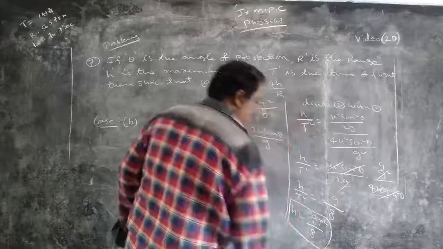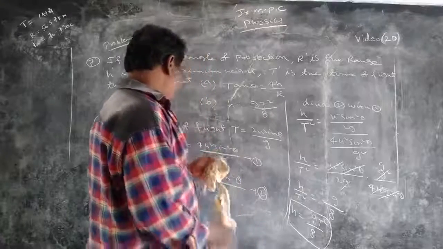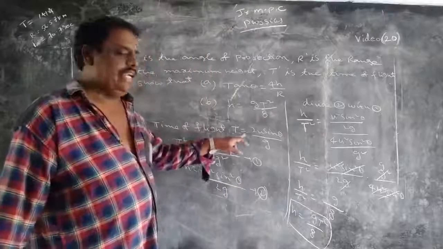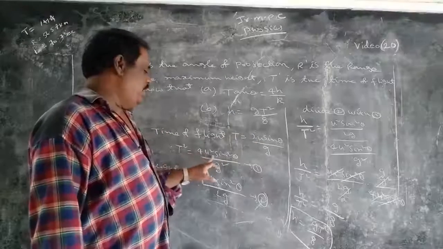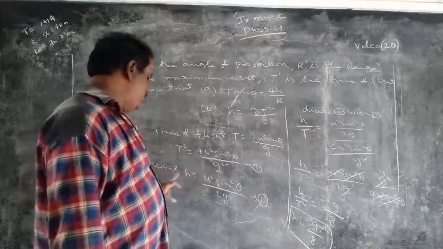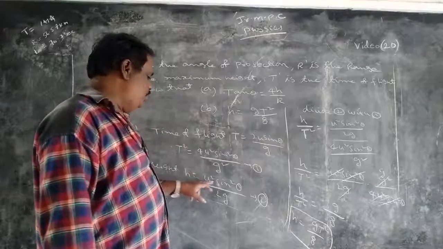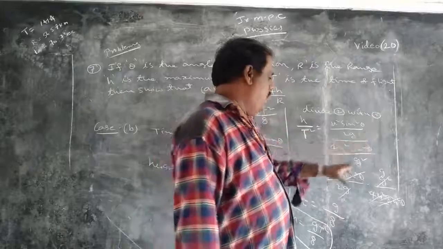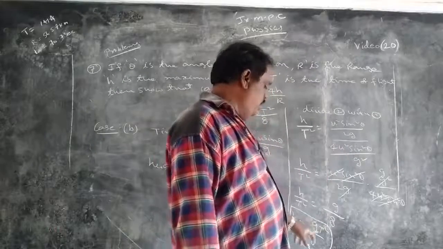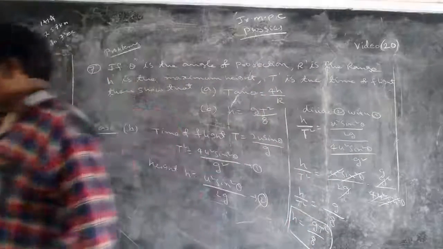So we have solved the second case also. What do we have to take in the second case? Time of flight t is equal to 2u sin theta by g. On squaring, t square is equal to 4u square sin square theta by g square. The height formula is u square sin square theta by 2g. Divide equation 2 with 1. On solving, you will get h is equal to g t square by 8.